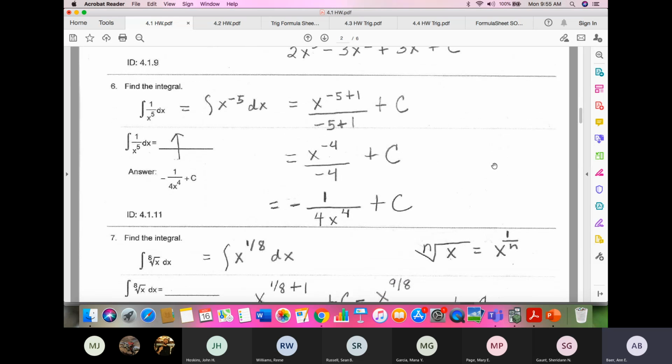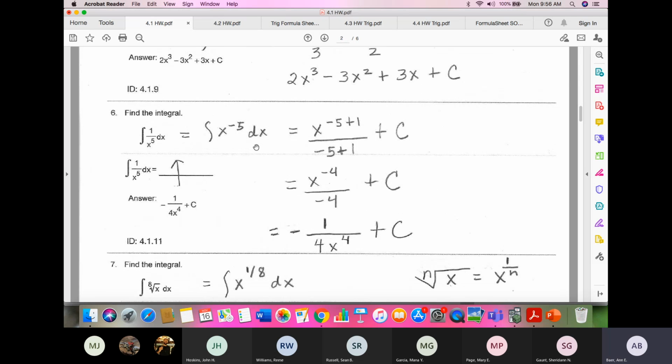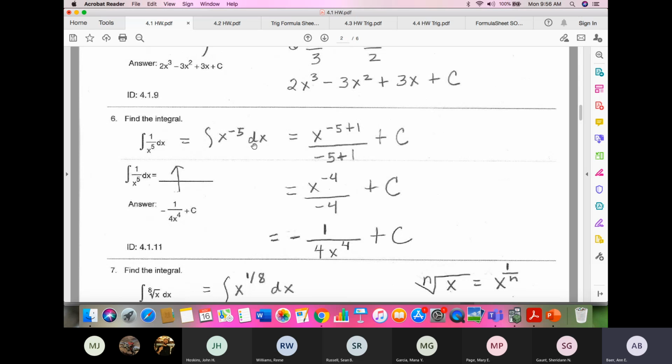So let's do one of these. I just want to remind you, if you want to bring this x to the 5th up from the denominator, it comes up to the numerator as x to the -5. The only thing that changes is the sign on the exponent.